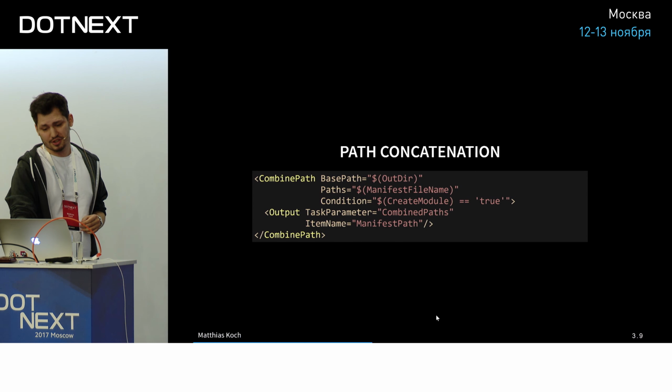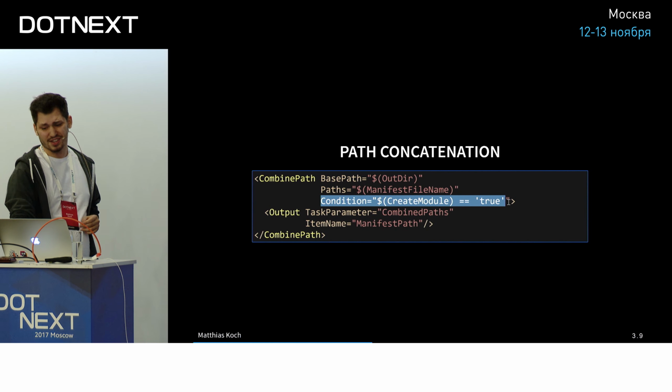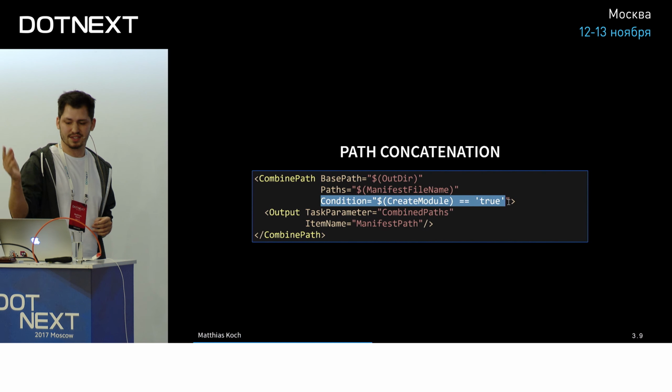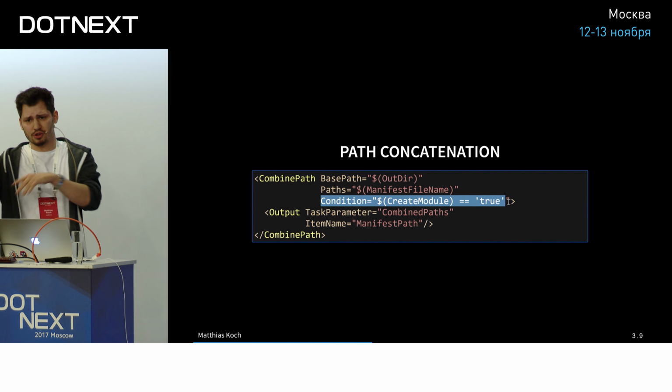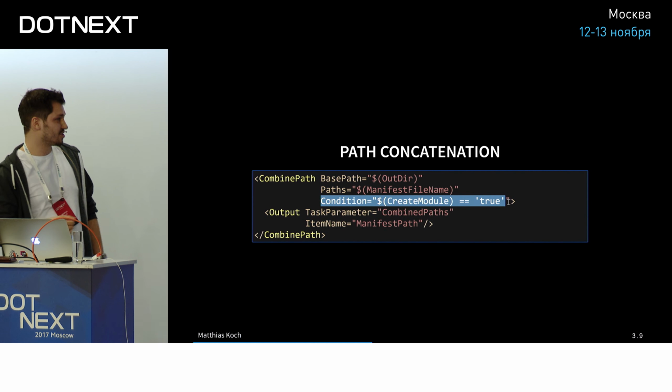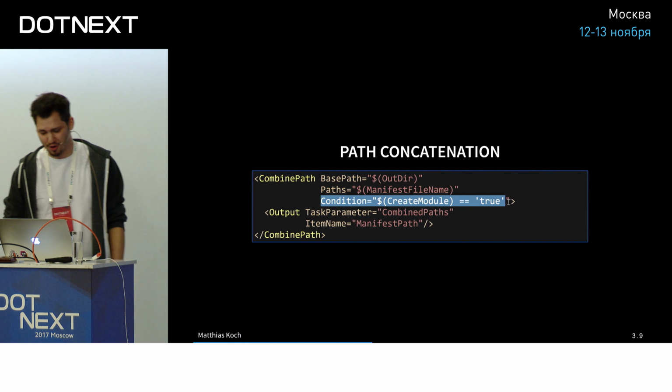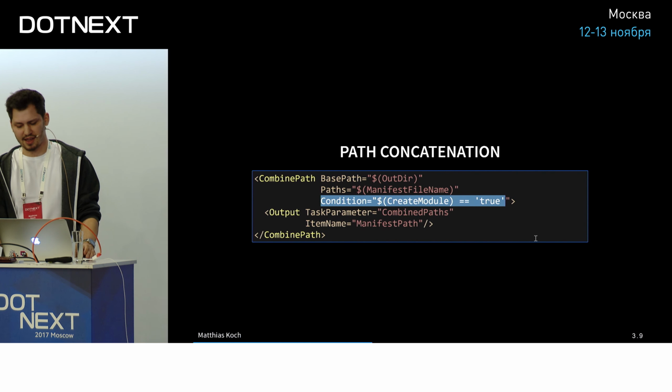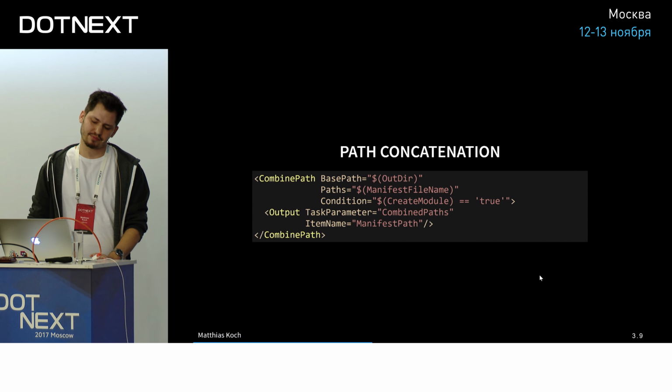So this is a conditional path concatenation. And as you see, the condition is quite hidden inside that whole XML. In C# you would just do Path.Combine. In MSBuild, it's like 6 lines of code. So it can get quite cumbersome.